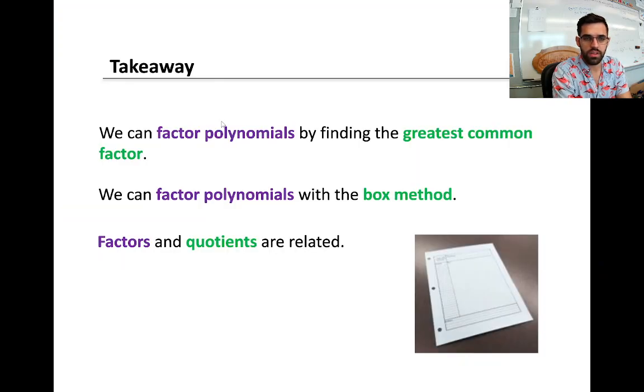Okay, so hopefully we have a better understanding of factoring, what it means to factor a polynomial. We can factor polynomials by pulling out our greatest common factor, and we can factor polynomials by using our box method. We're just using it in reverse from what we used in the past.